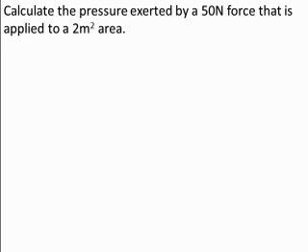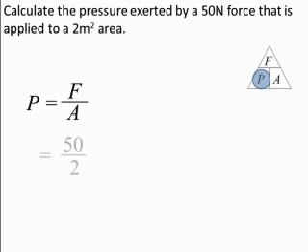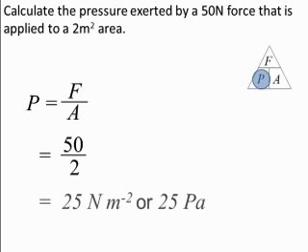Here's some problems. Calculate the pressure exerted by a 50 Newton force that is applied to a 2 square meter area. I'll pause for a second and you can try work that out yourself. Hopefully you paused the video. Now let's look at it. The formula, we want the P because we asked to calculate pressure, so it's F over A. Substitute the values and you get 25 newtons per meter squared, or 25 pascals.